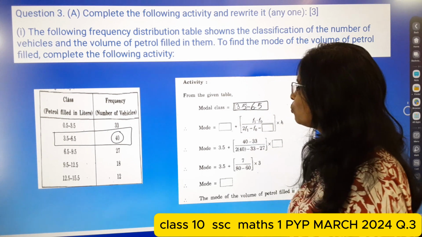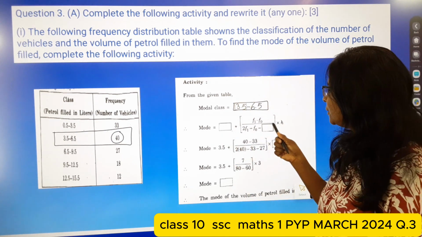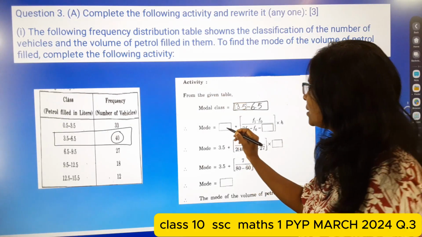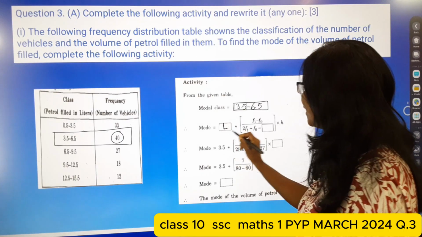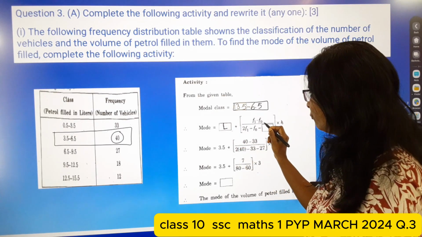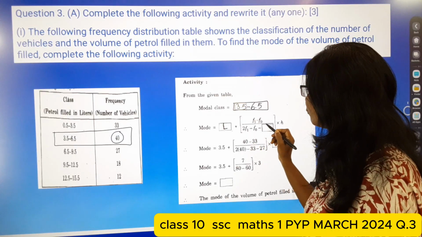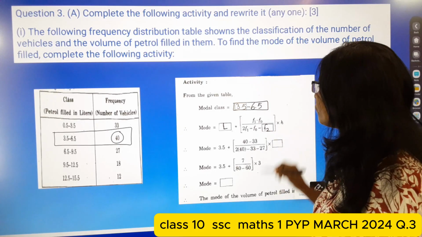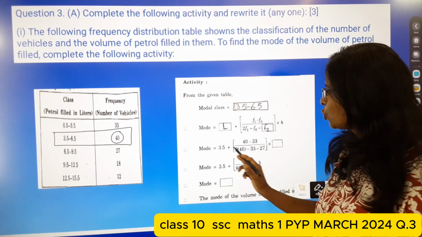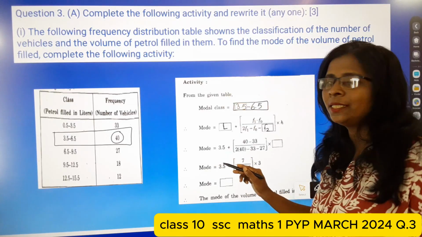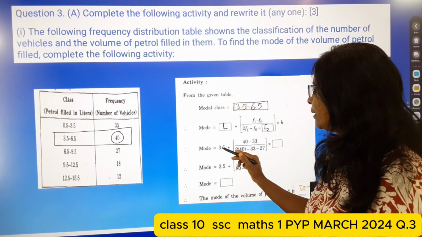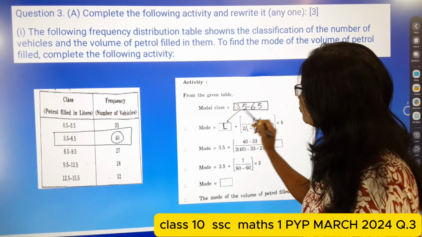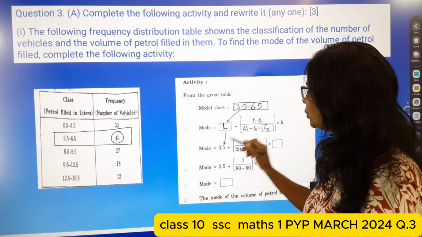Then here students, for the mode, here is the formula. So here we write the formula: mode is equal to L plus, capital L plus, (F1 minus F0) divided by (2 F1 minus F0 minus F2), multiplied by H. Now here students, that is the substitution. 3.5 is the lower limit of this class, so we substitute 3.5.